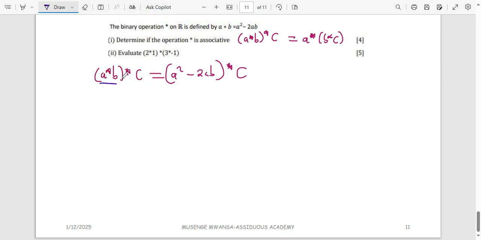So a star b has already been given here. So I've gotten what a star b is, I've put it there. But remember, it is a star c. So when you're proving associativity, you need to introduce the third term as a principle. So now just put the star c there. Is that okay?